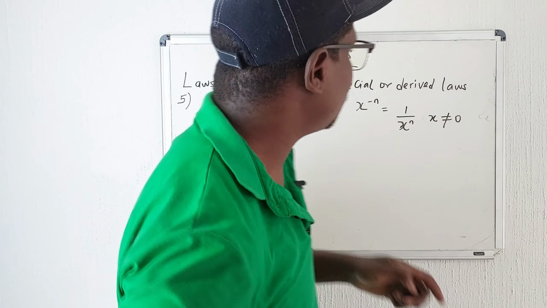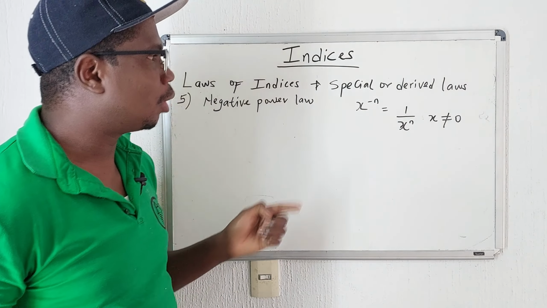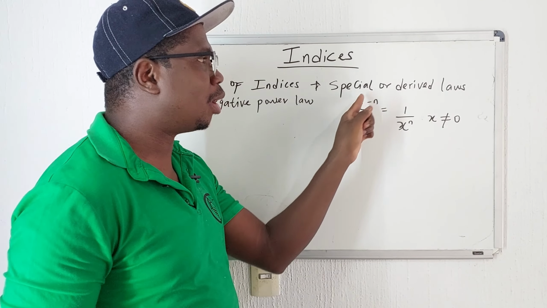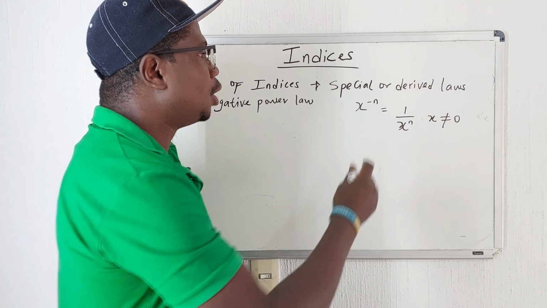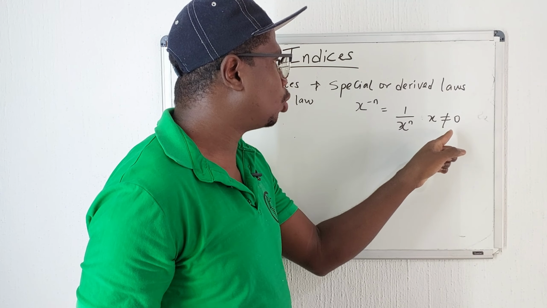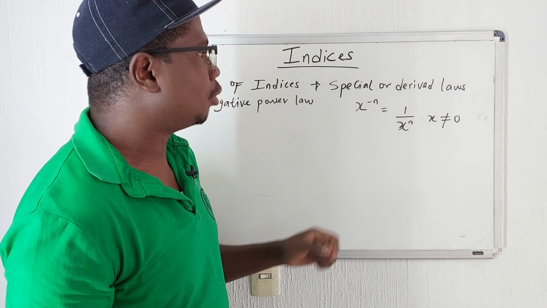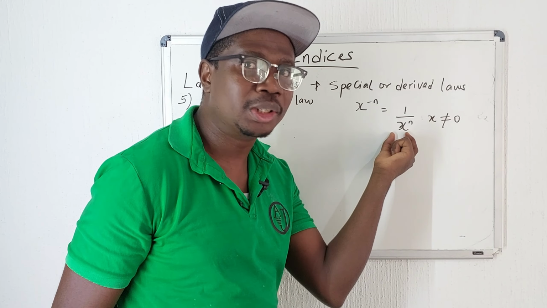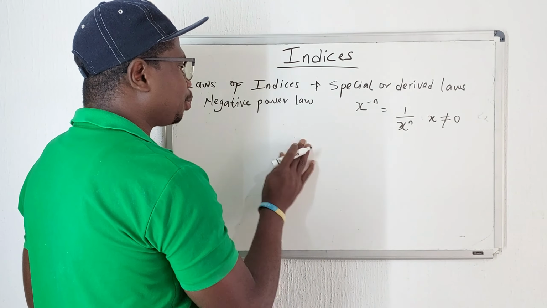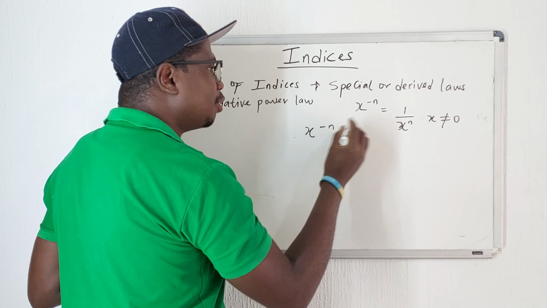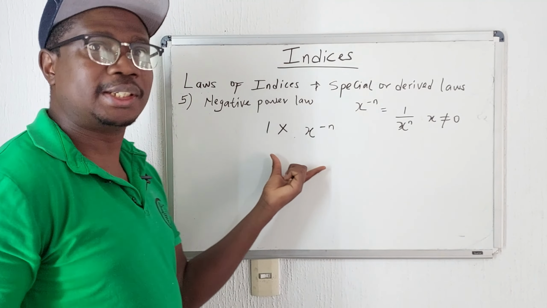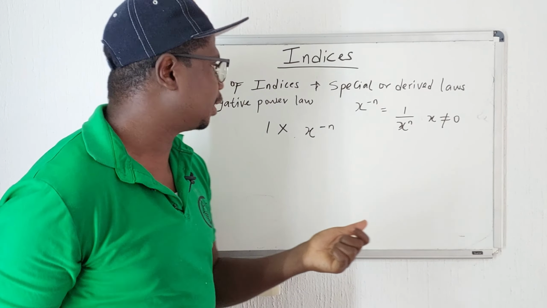Now, for the fifth law, which we call the negative power law, as we said earlier, if x is raised to a negative index, it will be 1 over that same number raised to the positive index, provided x must not be equal to 0. Because if 0 is here, that function is undefined. It's not defined in mathematics. So for us to prove this, we start with x raised to the power minus n. We can say 1 times this is still the same, because 1 times any number is the same number, right?